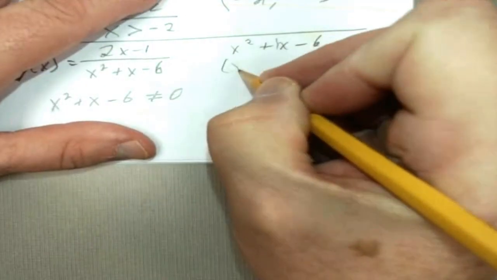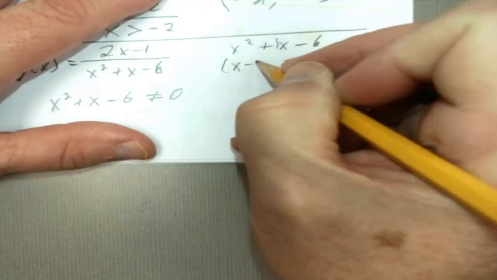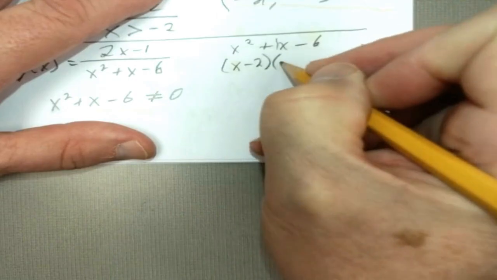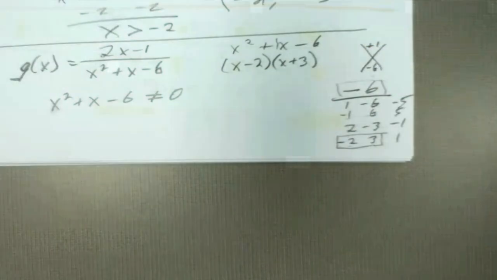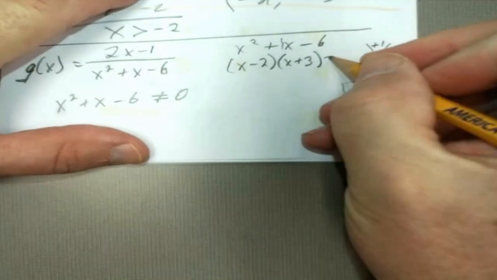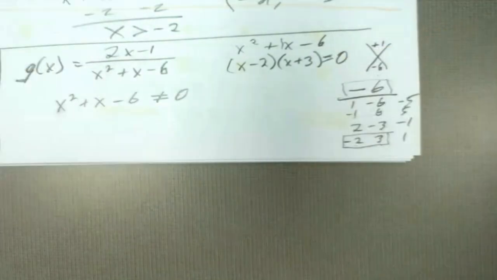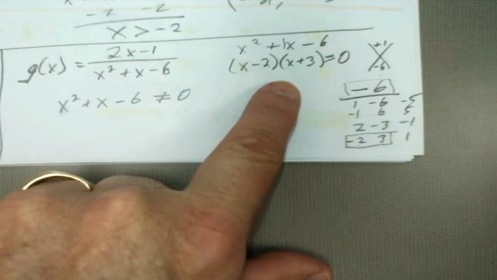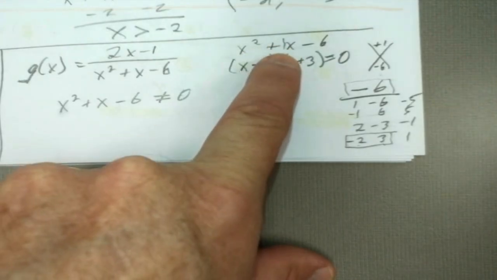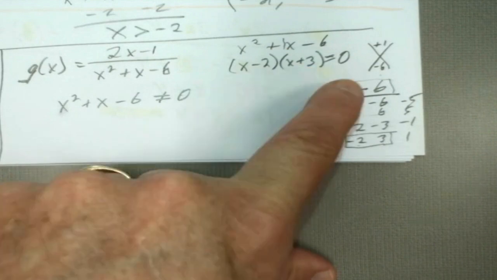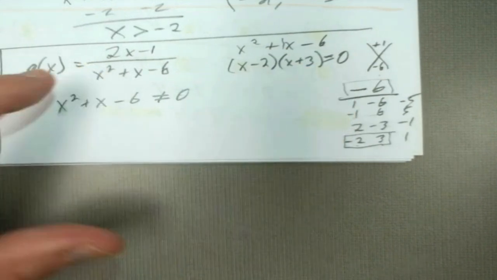So this factors to x minus 2 times x plus 3. Just a little quick factoring. I know you've done a lot of factoring in the past. If this is the same equation, this is just factored form, standard form. If it equals 0, this doesn't work.